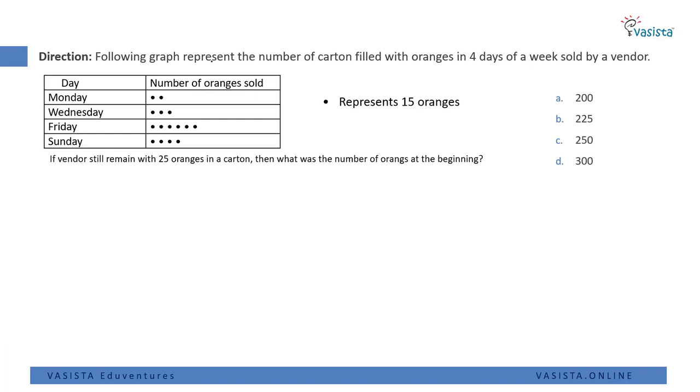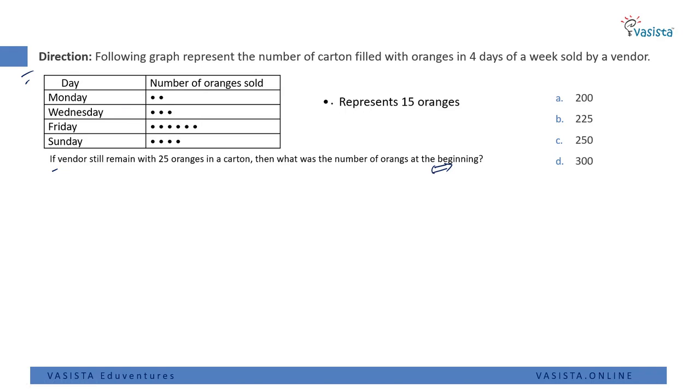See, the following graph represents the number of cartons filled with oranges in 4 days of a week sold by a vendor, right? Now what we are supposed to find out: if the vendor still remains with 25 oranges in a carton, then what was the number of oranges at the beginning? So Monday, how much he has, that is what we need to find out at the beginning, right?